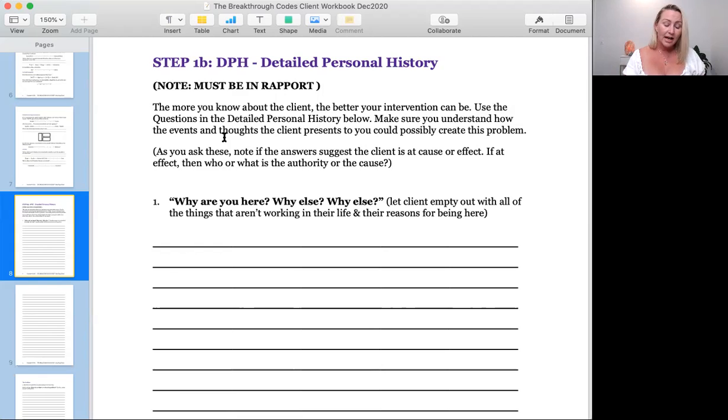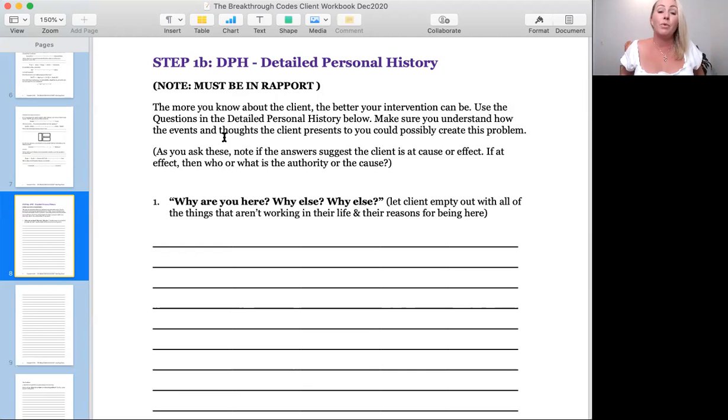So you let the client empty out with all the things that they want to be working on in their life. Okay. Now, for purposes of speed, you guys could just stay in the context of what you're working in. If you're working on business, then just share what you're here for in that context, okay? Just so we can move through things.